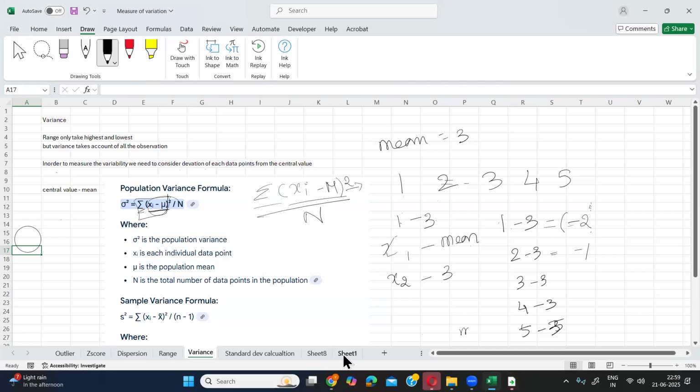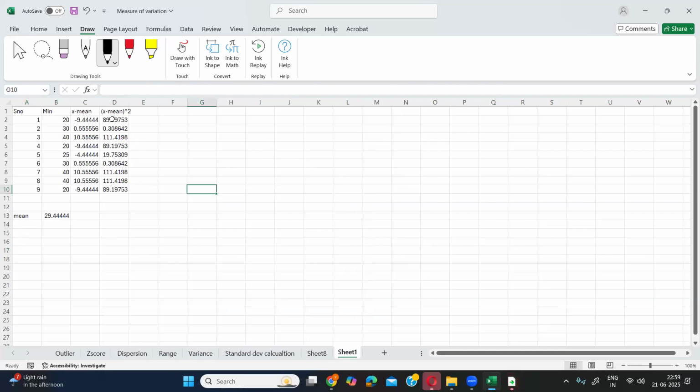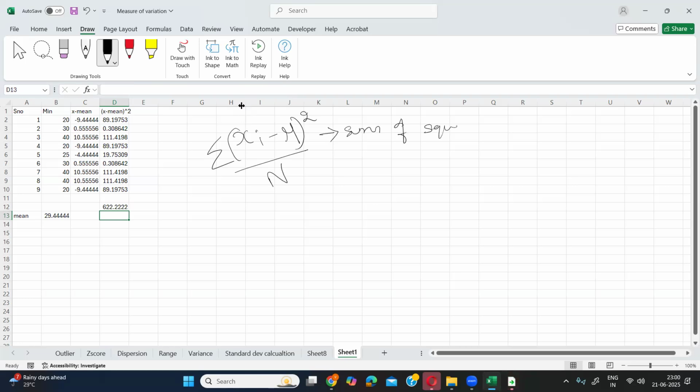I'll write here. So we just have to add everything. That is the meaning of that summation mark. The sum for me is 622, equals the sum of all these numbers. I'll write down the formula: xi minus mu, the whole square divided by n. So this summation, we call this sum of square. So my sum of square is 622.